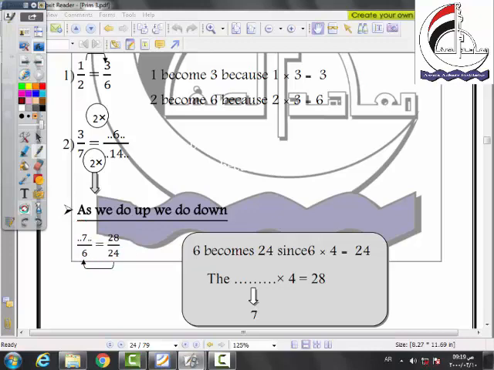We said before, if we multiply by a number, we multiply the same number in the numerator. Space by 4 equals 28. What is the number? Multiplied by 4, the result will be 28. We will get 7. Okay? 7 over 6 equals 28 over 24.